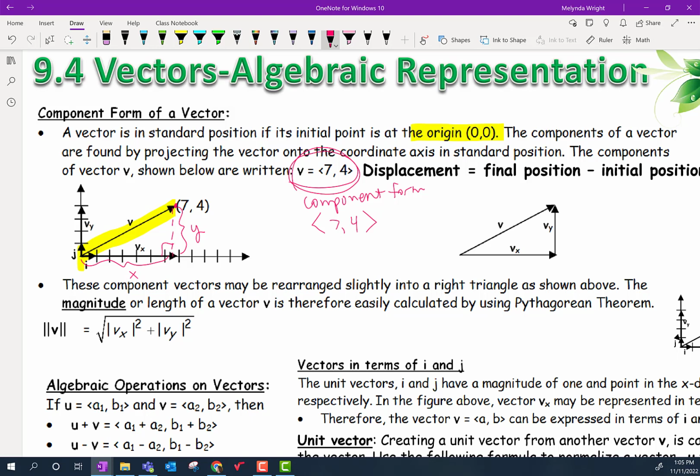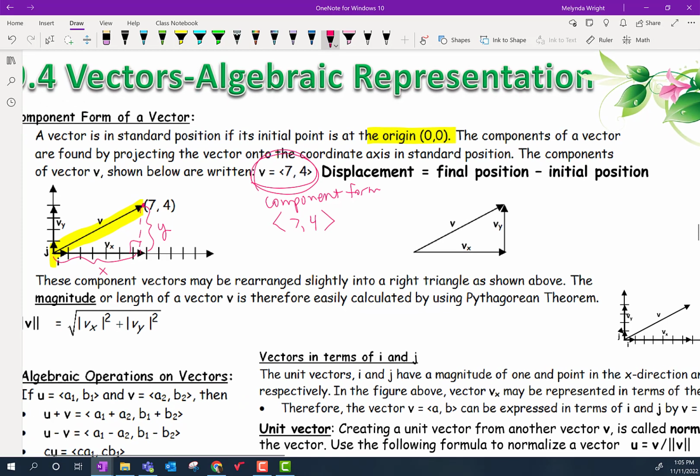Okay, so I'm going to pause here for just a second. Does everybody see how we get our x component and our y component? The x component is the distance along the x-axis, and the y component is the height or the distance along the y-axis. That's what the components are.